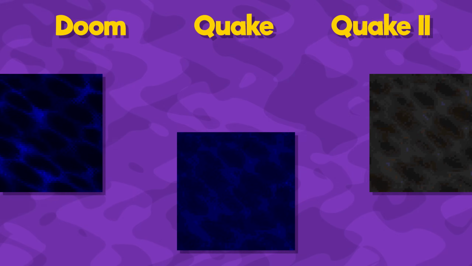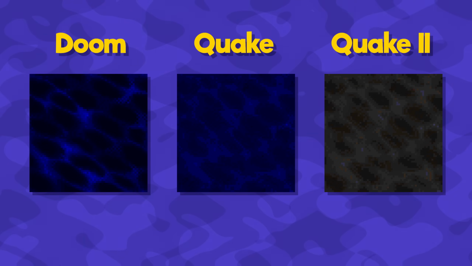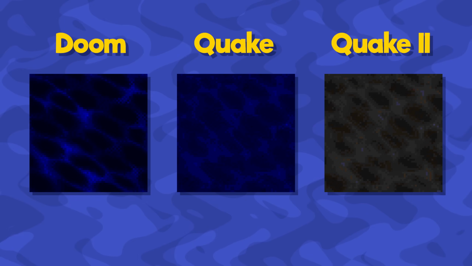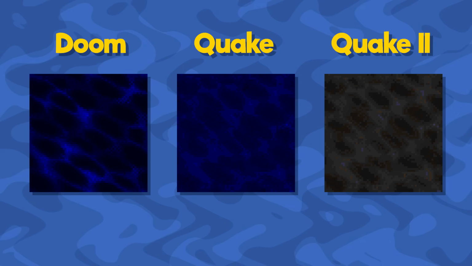And in that regard, it confuses me why they didn't also make new water from scratch, instead of recycling the same textures from 2 games ago. I swear they look worse and worse with each new entry. But that's about it for Quake 2. I'm only gonna mention its sequel very briefly because there's honestly nothing there.